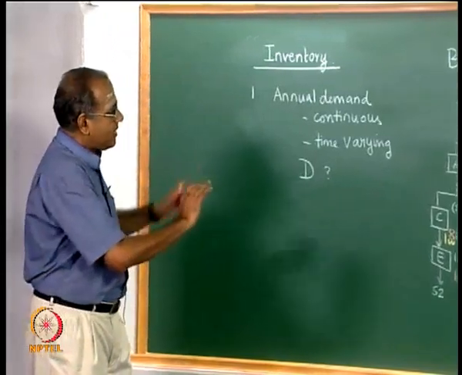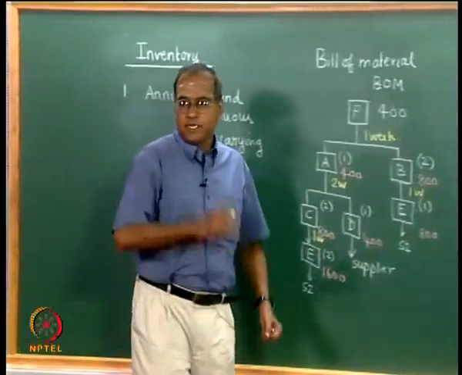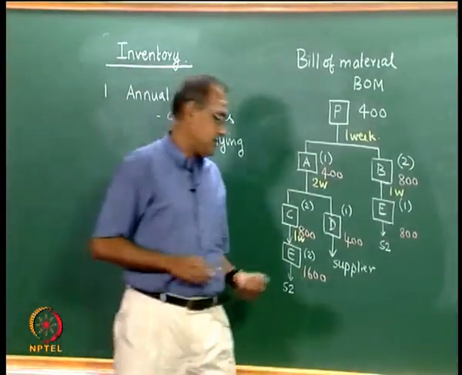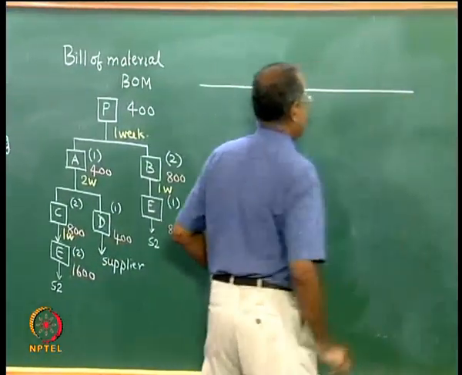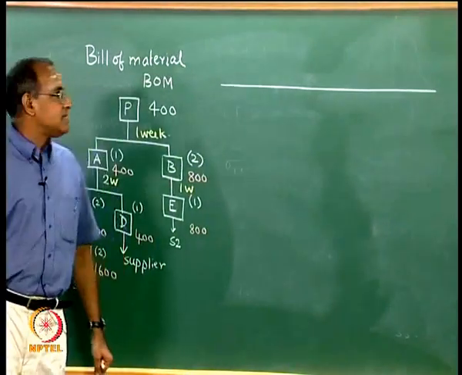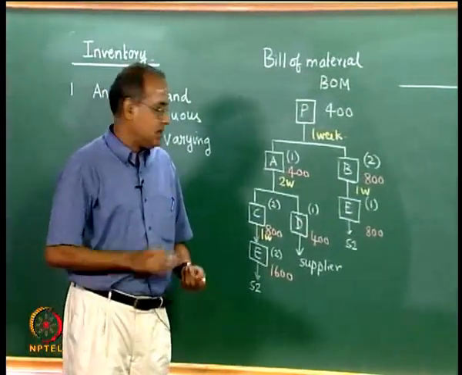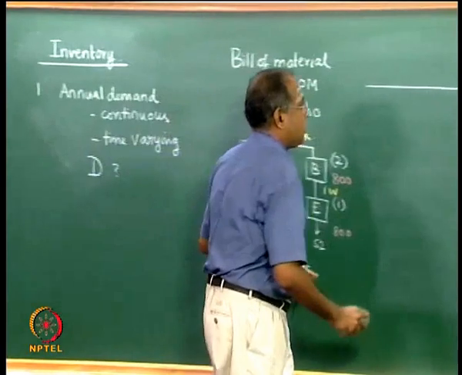So now let us go back and represent the same thing pictorially in a different manner. So let us assume that we have something like this, and let us say we are talking of weeks. So here I want to make 400 of P.